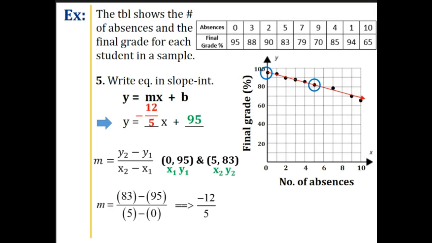So we have all these notes written down. Yes? So what is the equation for the slope of the table that shows absences in the final grade? Y equals negative 12 over 5x plus 95. Okay? So you can create an equation for any graph using a line of best fit. Questions so far?